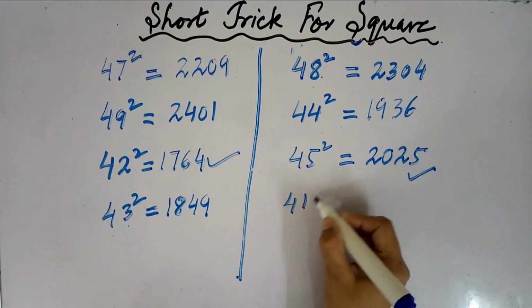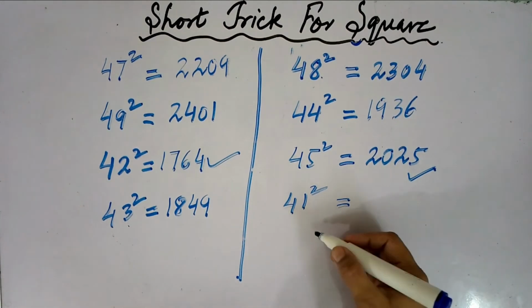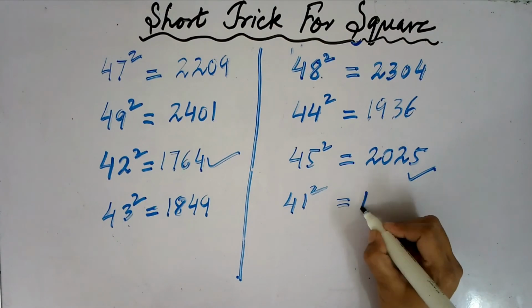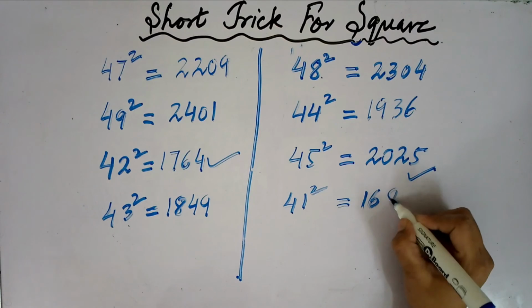Now we are going towards 41. We will take 41 square. We are going to find out. So here we will subtract 9 from 25. That will be 16. And the square of 9, 9 9s are 81.